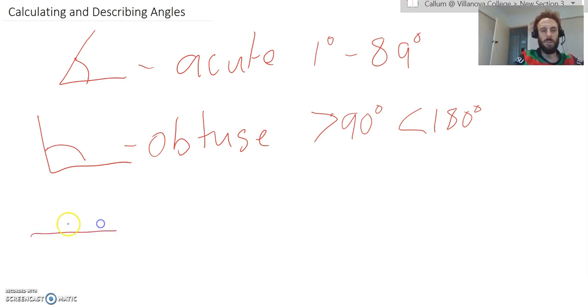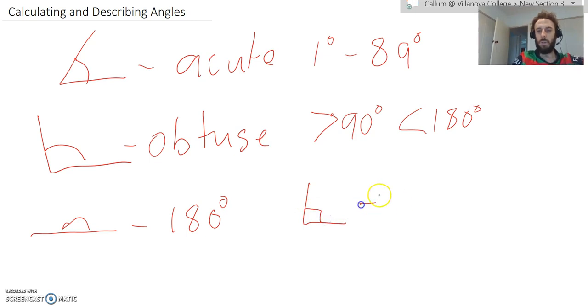Then we've got a nice easy one. It's called our straight line angle. It's just one straight line and it measures 180 degrees always. Only one measurement for those. I've just realized I've skipped one in between acute and obtuse as well, which would be our pretty easy right angle, which is our 90-degree angles.